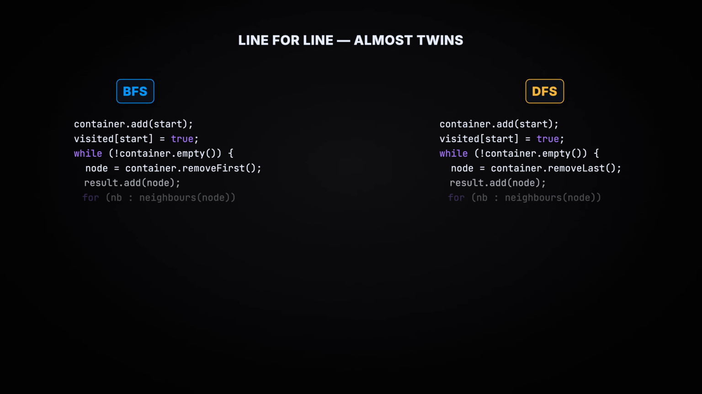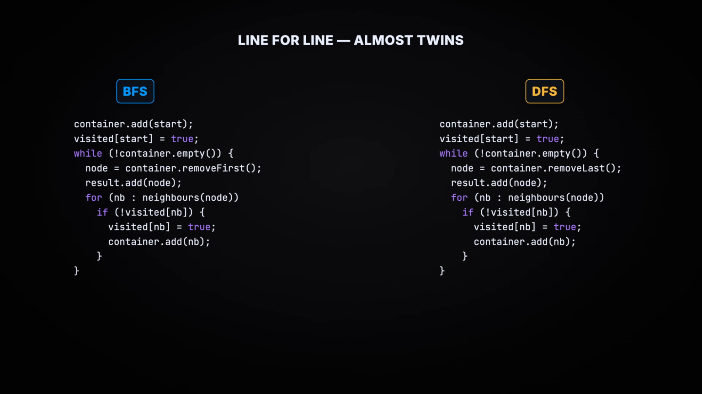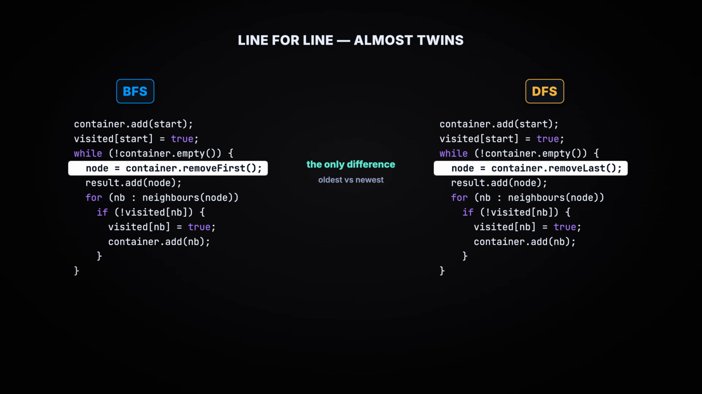Let me prove it. Here is the code for both, side by side. The signature is the same. The visited check is the same. The loop over the neighbors is the same. Line for line, they are twins. There is exactly one difference.